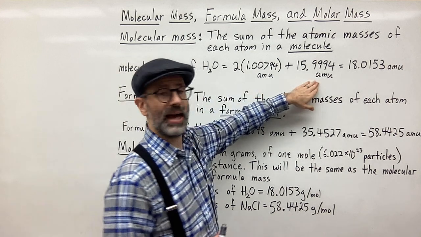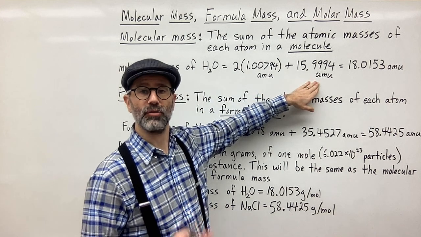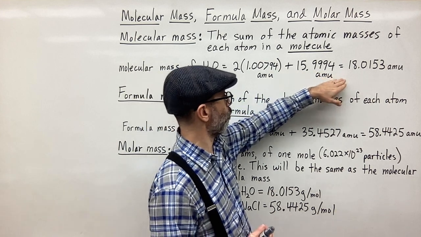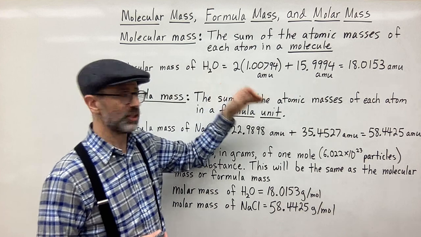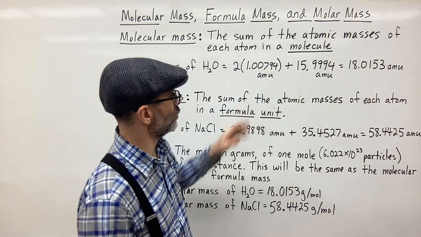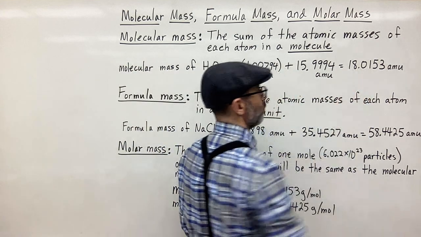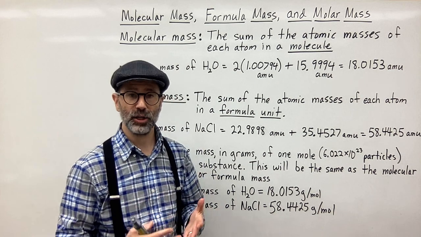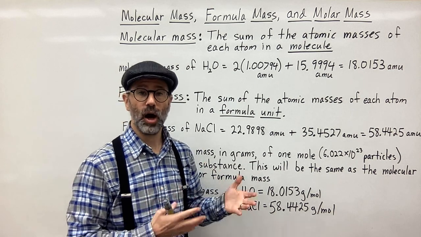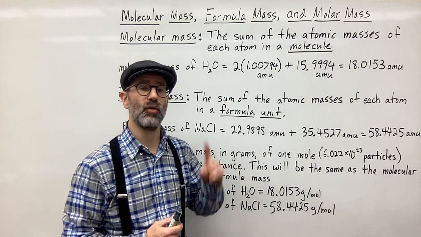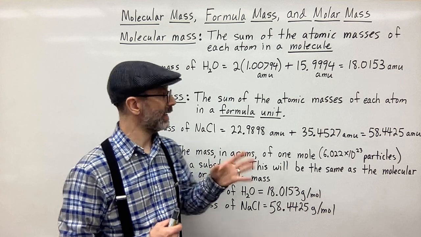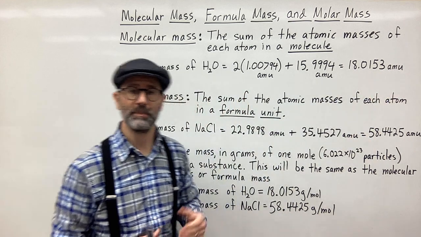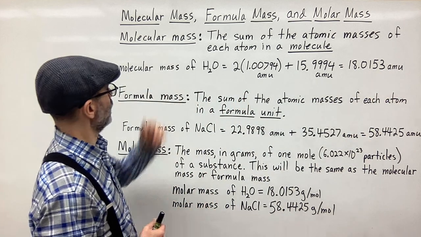We multiply 2 times the atomic mass of hydrogen because we have two hydrogens, and then we add to that the atomic mass of oxygen, which is 15.9994. Since we only have one oxygen, we just add that once. And so the total becomes 18.0153 AMU. That's the molecular mass of water, the mass of one molecule of water in atomic mass units. Okay, so that's molecular mass.